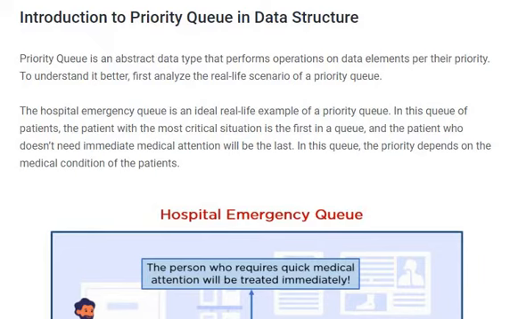The hospital emergency queue is a real life example of a priority queue. The patient with the most critical situation is the first in the queue. The patient who does not need any immediate medical attention will be the last. So here the priority depends on the medical condition of the patients.